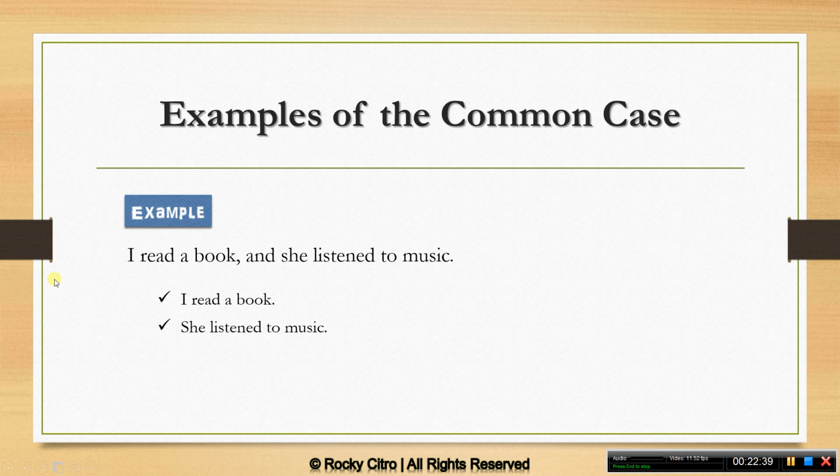And do we have one of those 7 little conjunctions? It looks like we do. So in this case, the comma is correct.